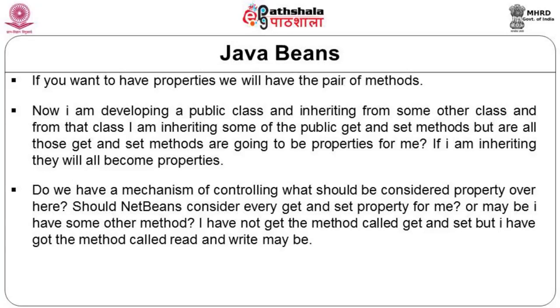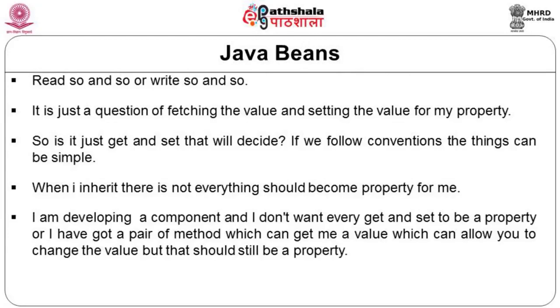Or maybe I have some other method. I have not got a method called get and set, but I have got a method called read and write, maybe read so and so and write so and so, or maybe some other name. It's just a question of fetching a value and setting the value for my property. I want some pair of methods. Do we have a mechanism? So, is it just the get and set that will decide?